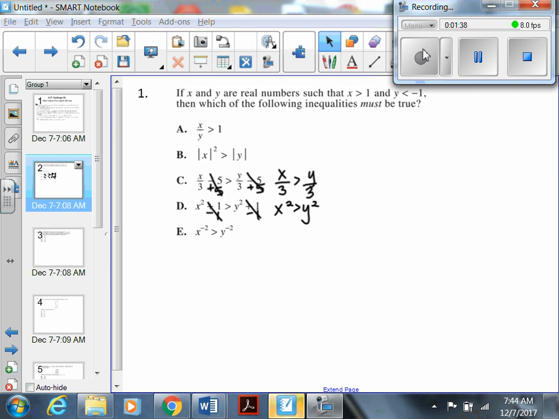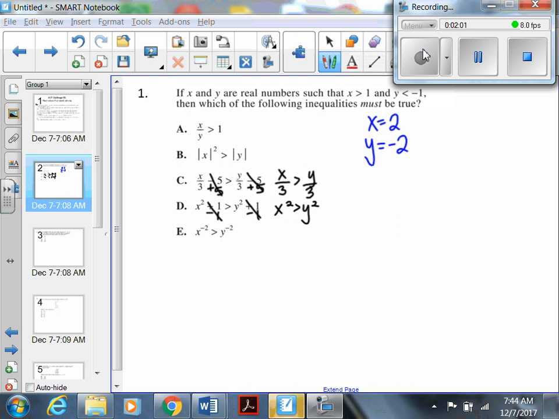All right, so going back to picking values that meet the criteria. So x has to be greater than 1. So let's say that x is equal to 2. And then y has to be less than -1. So let's say y is equal to -2. We're going to use these values going through each of the answer choices and seeing which ones would be true and which ones would be false.